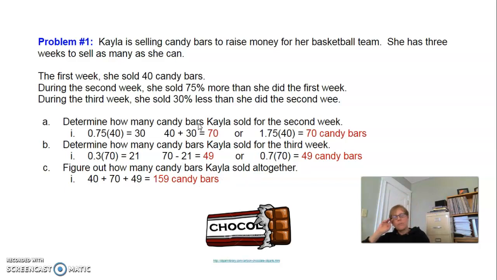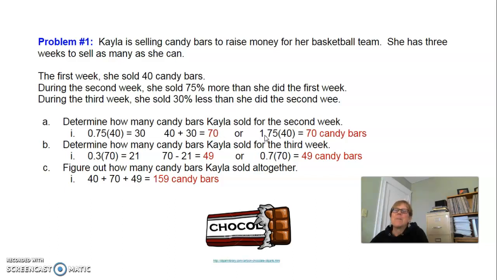She sold 75% more than she did the first week. So the first thing I did is figure out, what's 75% of 40? I got 30. And then I just added 40 plus 30 together, and that's 70. So 70 is 75% more than the first week.